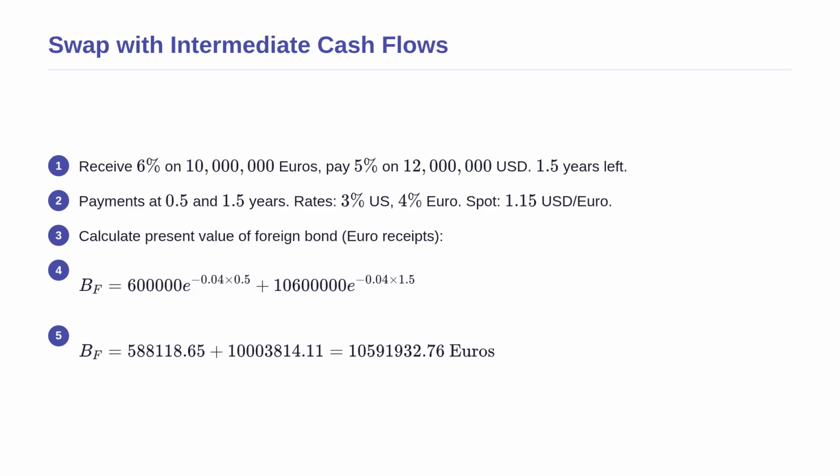Let us look at a slightly more complex, real-world scenario involving ongoing interest payments. An institution has a swap with 1.5 years remaining. They receive 6% annual interest on 10 million euros and pay 5% on 12 million US dollars. Payments occur at 0.5 and 1.5 years. We start by calculating the foreign bond in euros. We discount the 600,000 euro interest payment over half a year and the massive 10.6 million euro final payment over 1.5 years using the 4% euro interest rate. Adding these gives a total present value of about 10.59 million euros.